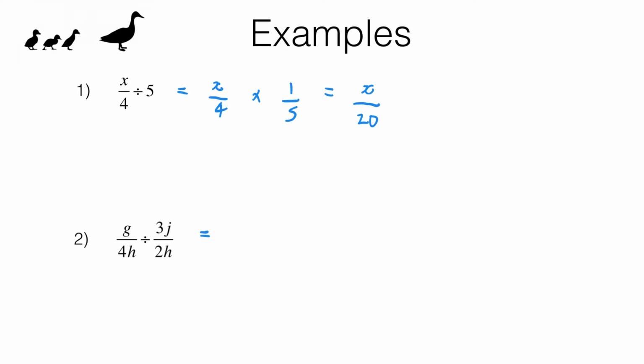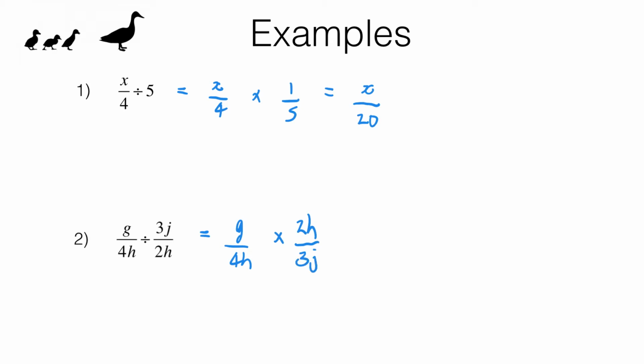Example 2. I'm going to rewrite this question. This is exactly the same as a numerical fraction, but I've got algebraic terms. So my first fraction, g over 4h, will remain as g over 4h. But this time I'm multiplying by 2h over 3j.